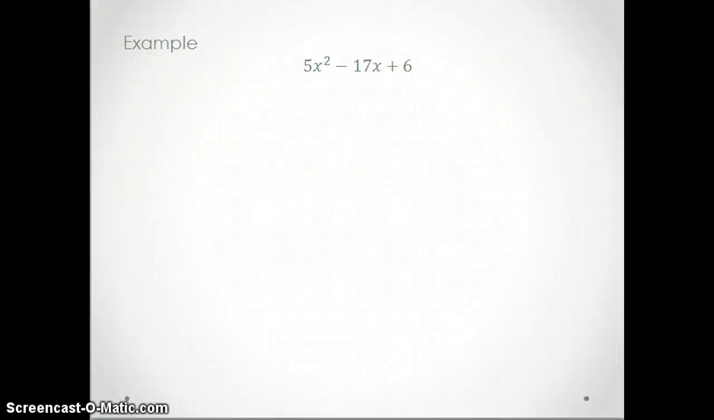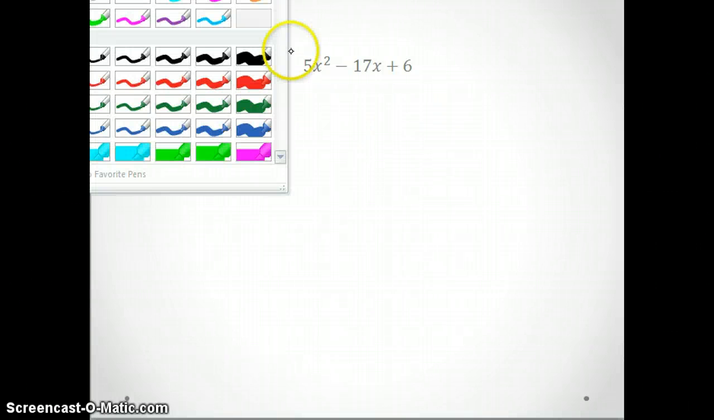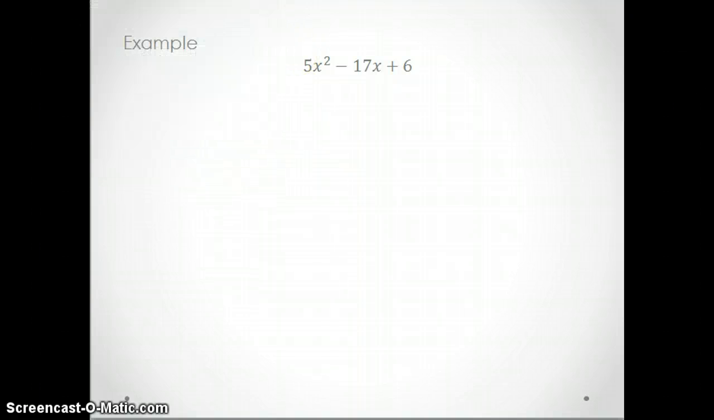Suppose we have 5x squared minus 17x plus 6. And I'll get a pen here. I always like using fun colors, so let's use a fun color. How about purple or pink? Some sort of magenta color here. Okay, the first thing we want to do is multiply our a and our c term. And we want to keep the sign with our c term. So we have positive 5 times positive 6, so that's 30.